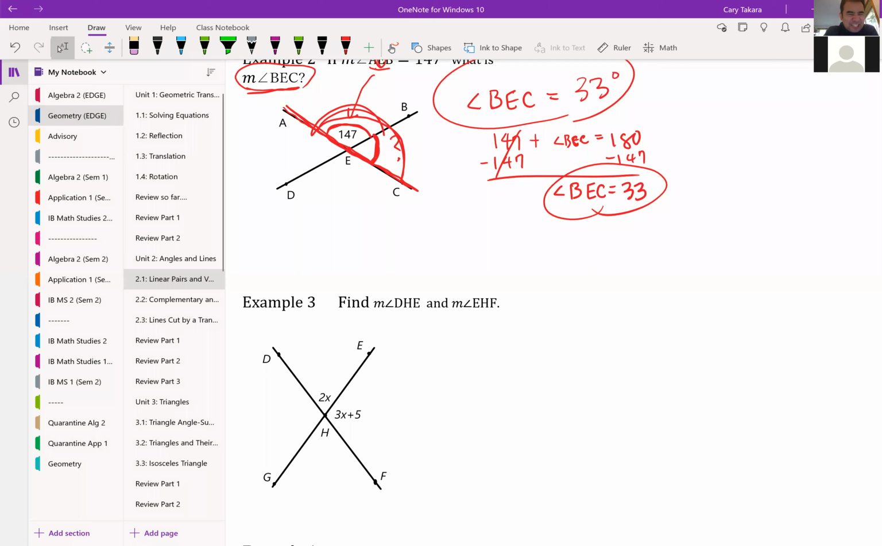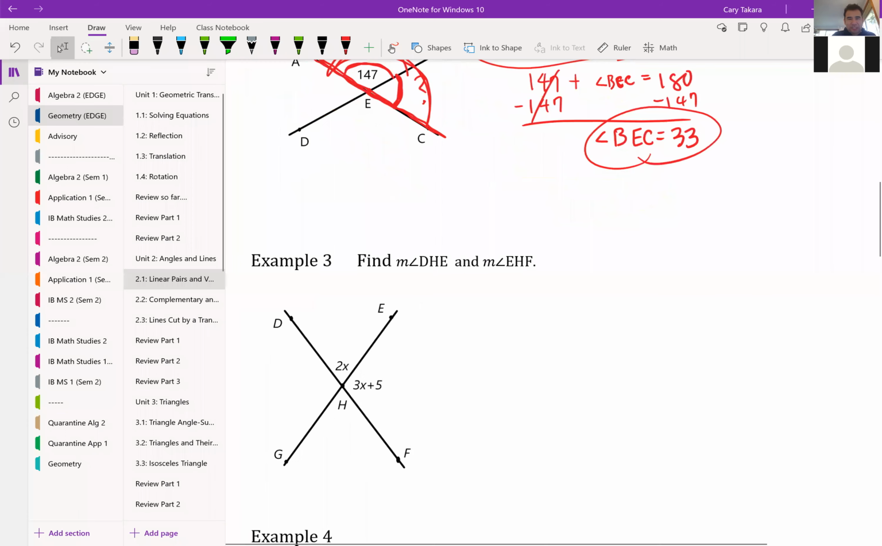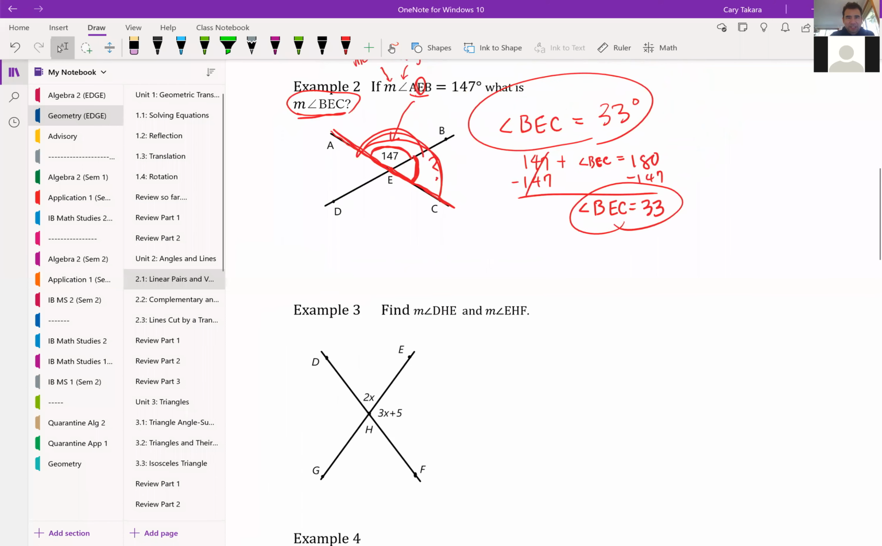Now it's starting to get a little bit more difficult, right? But it's going to be the same concept, okay? We're going to use either linear pair or vertical angles. So why don't you write down the problem first, okay?